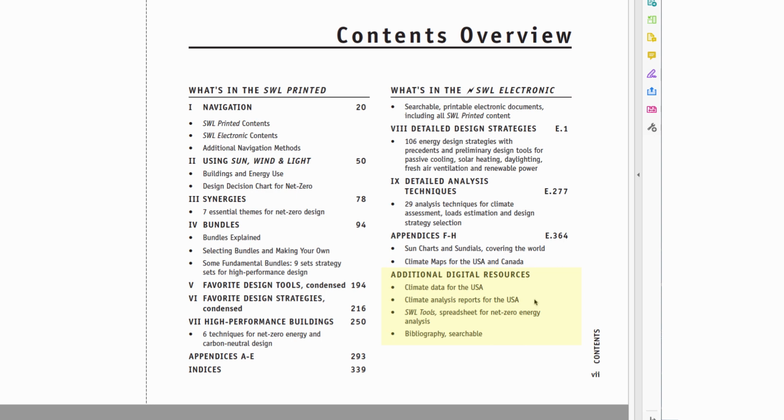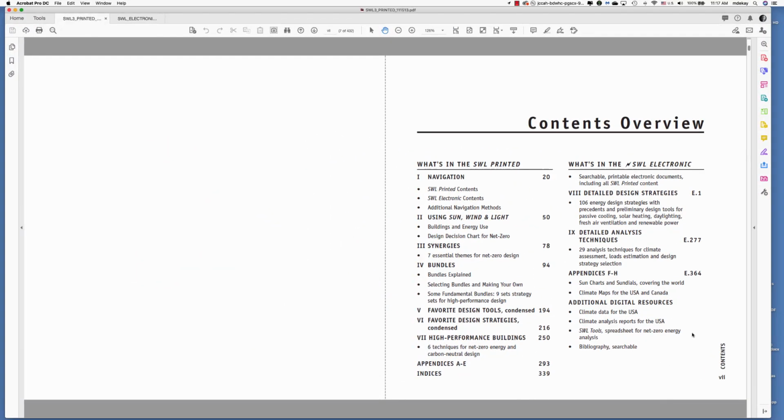The SWL tools spreadsheet is available on the companion site for free. And that's also where you go to download the electronic volume once you have the printed volume. And there's also a bibliography of everything, all the citations in the book. So we're still in the printed volume here. That's the overview. Then we can go to the printed contents and you could look at that in greater detail.